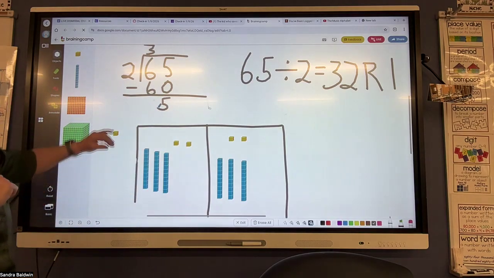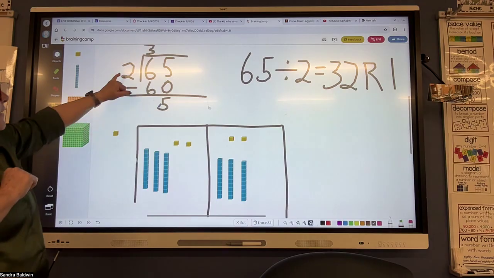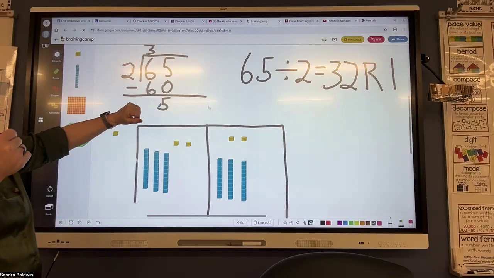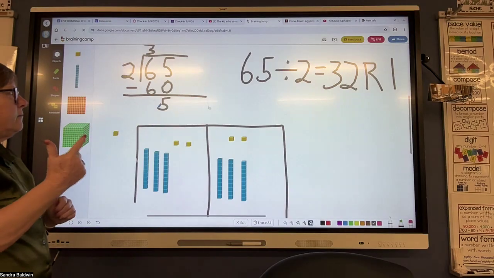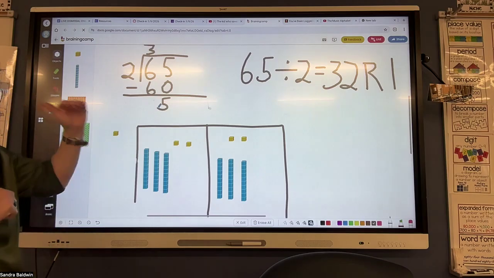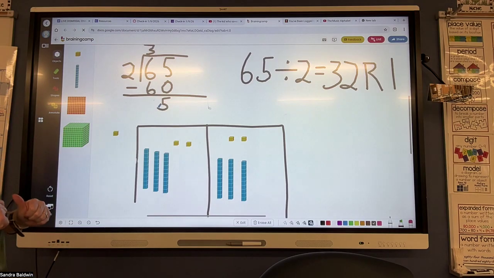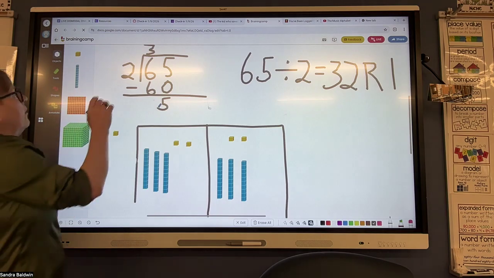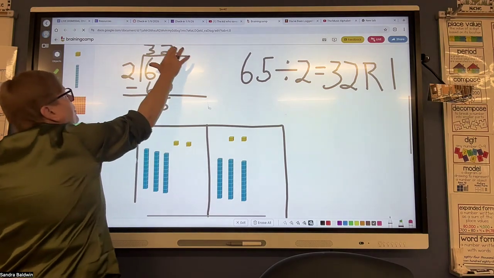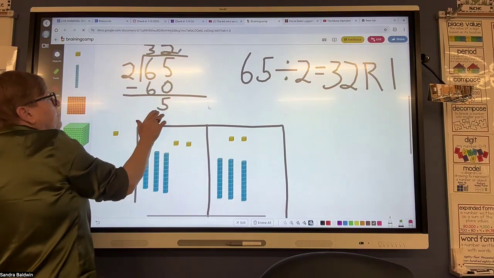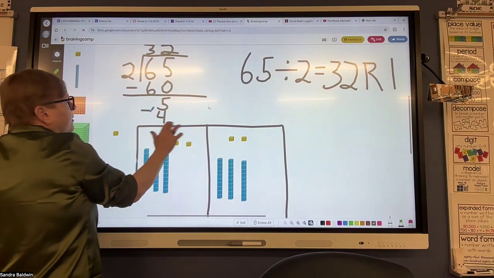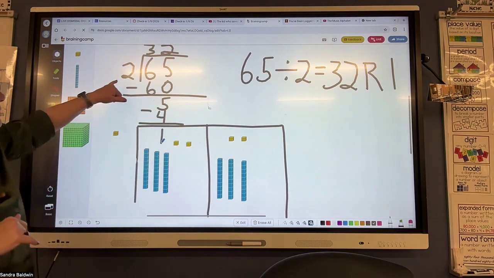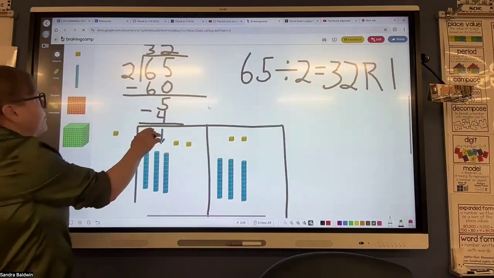Now my question is 5 divided by 2. How many groups of 2 go into 5? I'm going to divide, multiply, subtract. That's my method until I get to either 0 or remainders that are less than the divisor. Okay, so 2 groups. 2 times 2, 4. We'll run out a little bit of space. That's okay. I can go down here. 5 minus 4, 1. Since 1 is less than the divisor, I'm done. And that becomes a remainder.